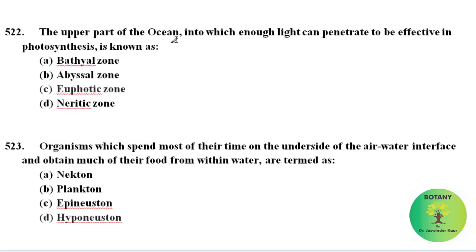The upper part of the ocean into which enough light can penetrate to be effective in photosynthesis is known as the euphotic zone, where light can penetrate effectively for photosynthesis. Organisms which spend most of their time on the underside of the air-water interface and obtain much of their food from within water are termed hyponeustons. They live on the underside of the air-water interface and obtain their food from the water.